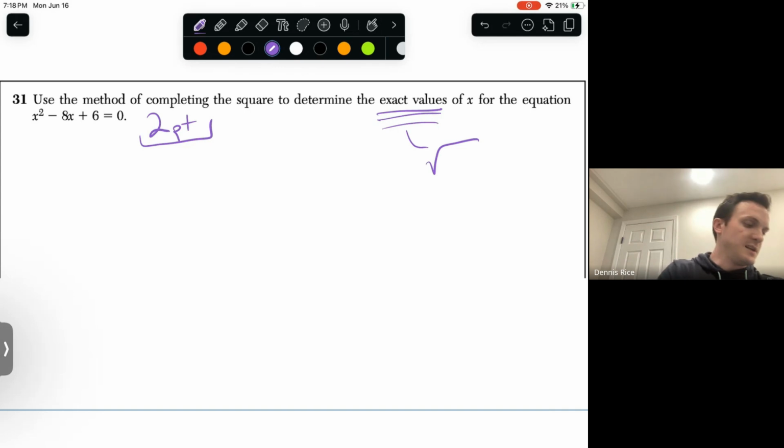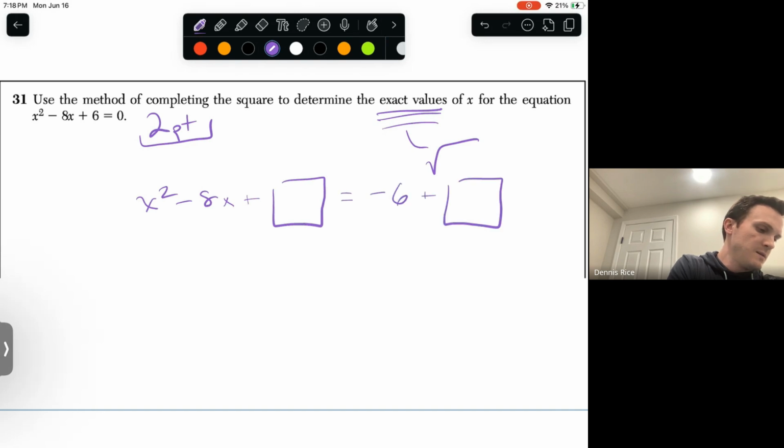Okay, so let's do CTS. With CTS, how I like to do it, I'm going to move the 6 over to start. So we're going to have -6 on the right. Okay, and now we're going to add that magic number to both sides. So what would be the magic number here?